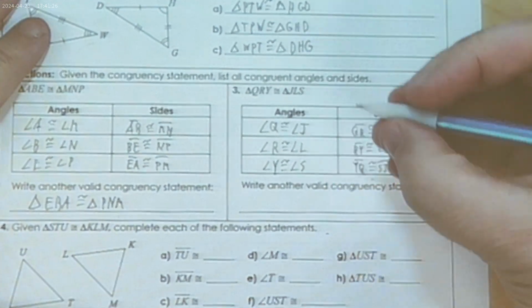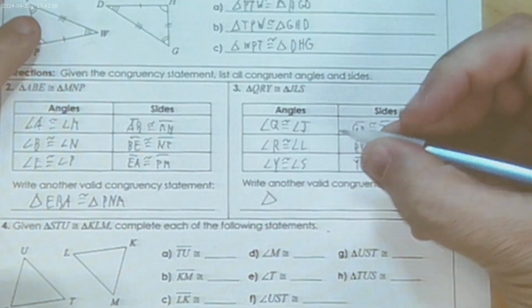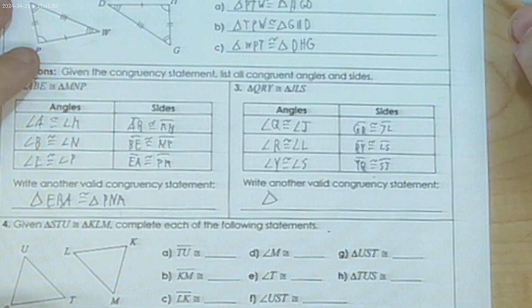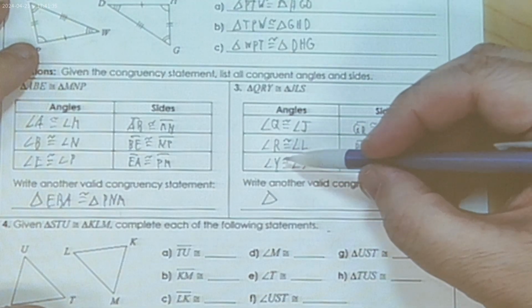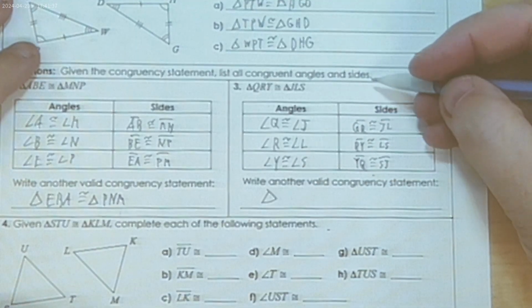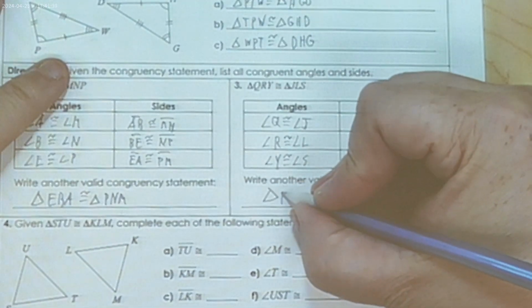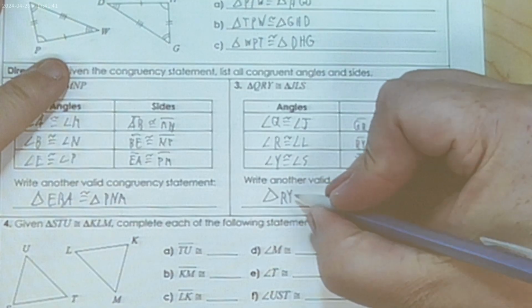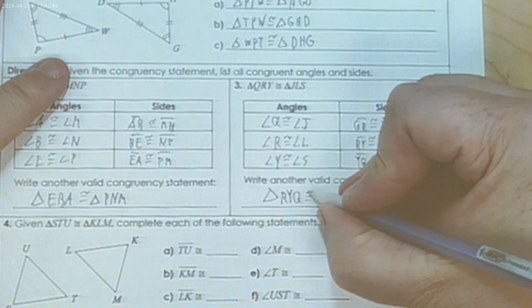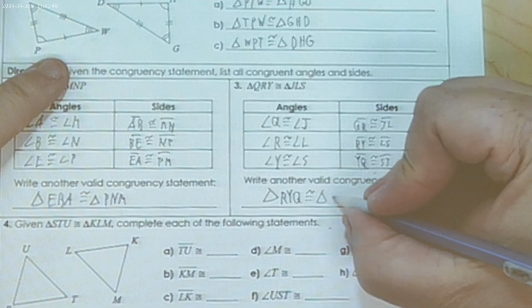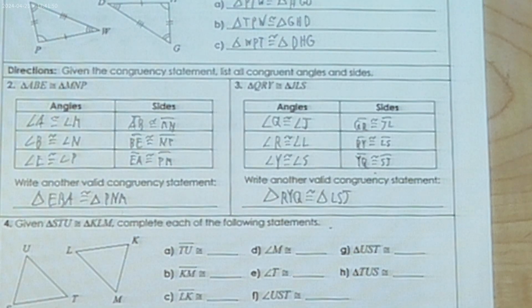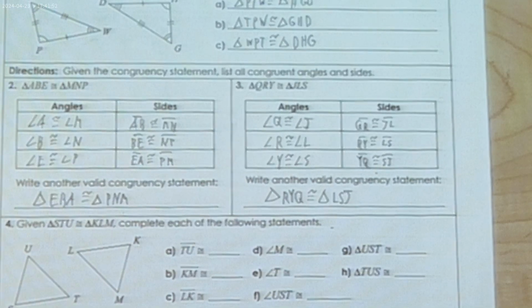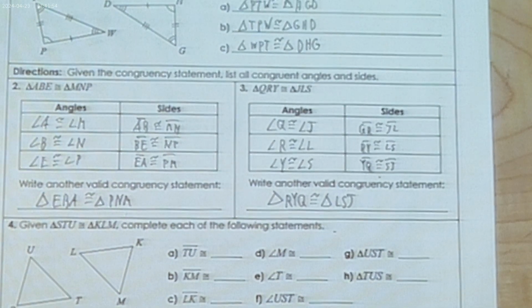And then write another valid congruency statement again. The order isn't necessarily as important as the fact that Q matches with J, R matches with L, and Y matches with S. So I'm going to go with RYQ is congruent with triangle LSJ. So that would be another valid congruency statement.